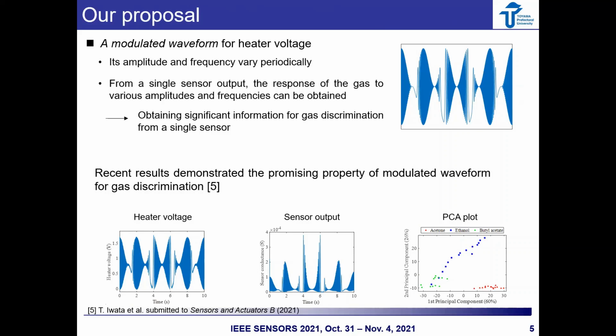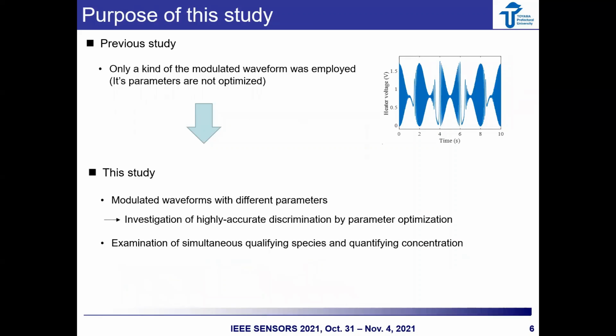Then, we have proposed a method of employing a modulated waveform whose amplitude and frequency vary periodically. This means that gas information for various amplitudes and frequencies can be obtained from a single sensor, obtaining significant information for gas discrimination from a single sensor. Recently, we demonstrated the promising property of the modulated waveform for temperature modulation. However, in a previous study, only one kind of modulated waveform was employed and it was not optimized.